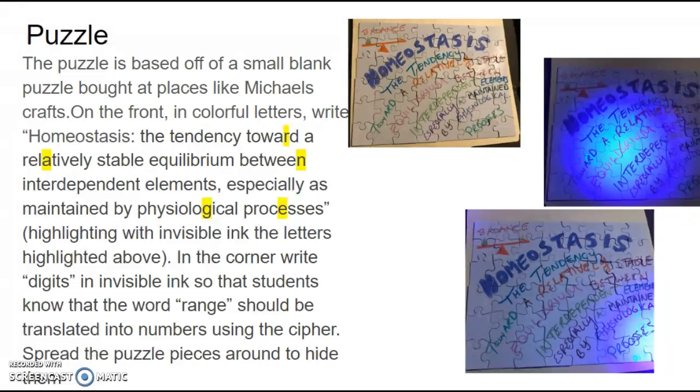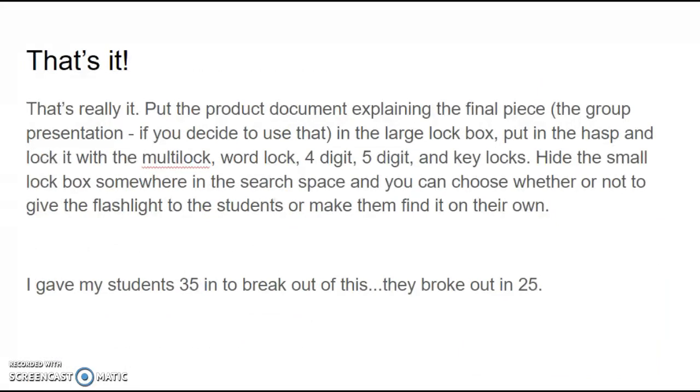And then I spread the puzzle pieces all around. I put some in the little box. I put some in envelopes around. I threw some in flower pots. So you can just kind of spread those around at will. And that's pretty much it. Basically, you're going to put the product document in the final large box if you want to use it. You don't even have to use it if you don't want the students to continue, but you can. And then put the hasp on, put the multi-lock on, the word lock, 4-digit, 5-digit, and key locks all on there, and hide the small lockbox somewhere in your space.